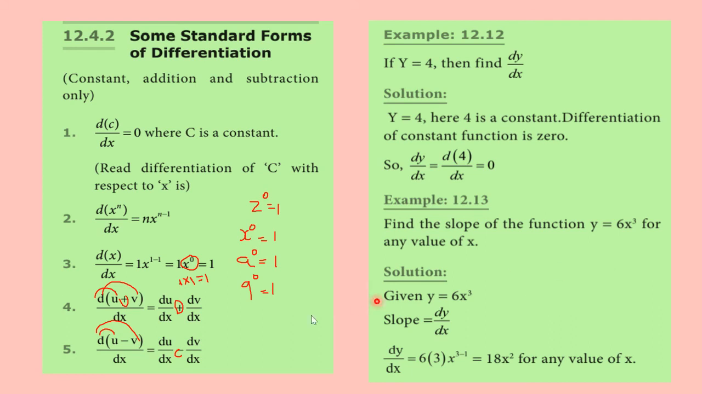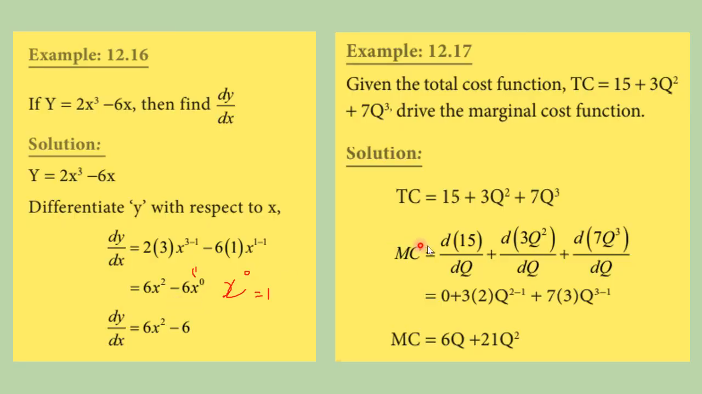So we are using this equation. We studied u and v earlier, right? The same thing we are using here. So marginal cost is equal to differentiate 15 with respect to q plus differentiate 3q square with respect to q plus differentiate 7q cube with respect to q. Differentiation of any constant is 0. 15 is a constant. This is a constant and the others are variables. 3 has a variable, 7 has a variable, but 15 has nothing. So 15 is a constant. So differentiation of any constant is 0.